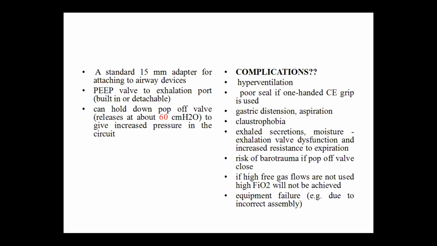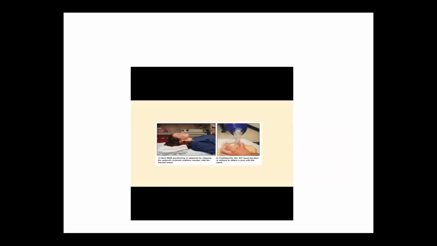After the parts and assembly and the indications, next are the complications. There is a chance of hyperventilation with these AMBU units at any time. If you are not able to manage with a proper CE grip, there will be a poor seal, and risk of gastric distension, aspiration, and claustrophobia. Exhaled secretions can cause exhalation valve dysfunction and increase resistance to expiration. If the valve is not working properly, there is a risk of barotrauma, and at any time there could be equipment failure due to incorrect assembly. Next, they can ask you how to hold it and how to give proper ventilation with this.